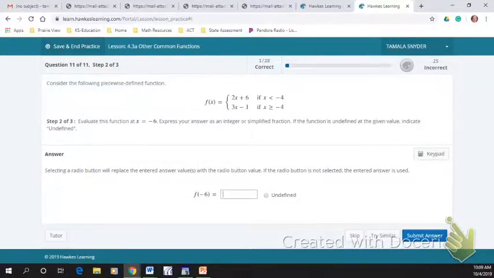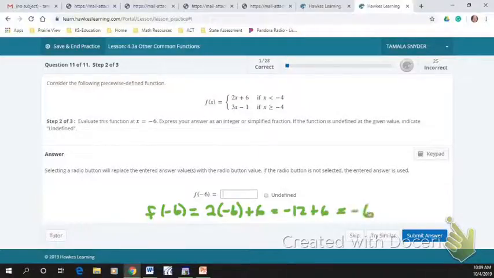Step 2, same type of problem. This time they want you to find f of negative 6. So f of negative 6 would need plugged into which one? Okay, so I'm going to plug that one into the top one. And that's 2 times negative 6 plus 6, which would be negative 12 plus 6, which would be negative 6.